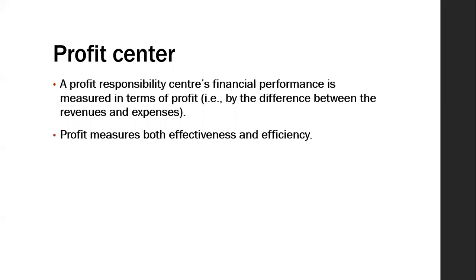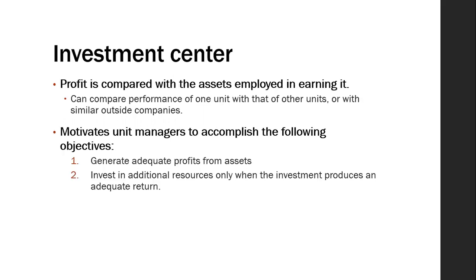Now, profit centers are responsibility centers whose responsibility is profit. So that's revenues and expenses. Of course, a profit center measures both effectiveness and efficiency. Now, what is the difference between a profit center and an investment center? A profit center has control over revenues and expenses only. But it has no control over asset levels. So they cannot invest in assets, right? Or they cannot sell assets. They cannot improve working capital. Profit and loss is their only responsibility.